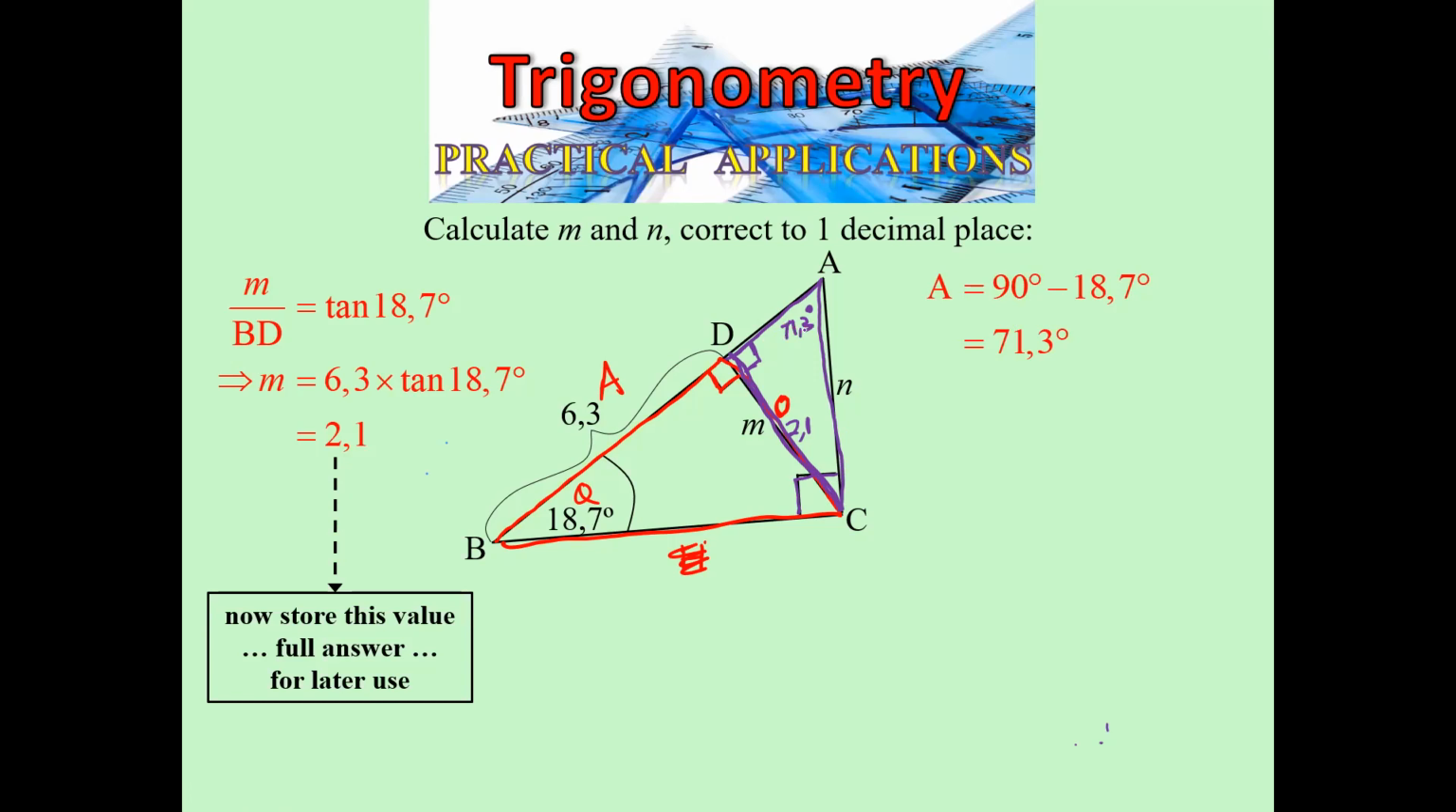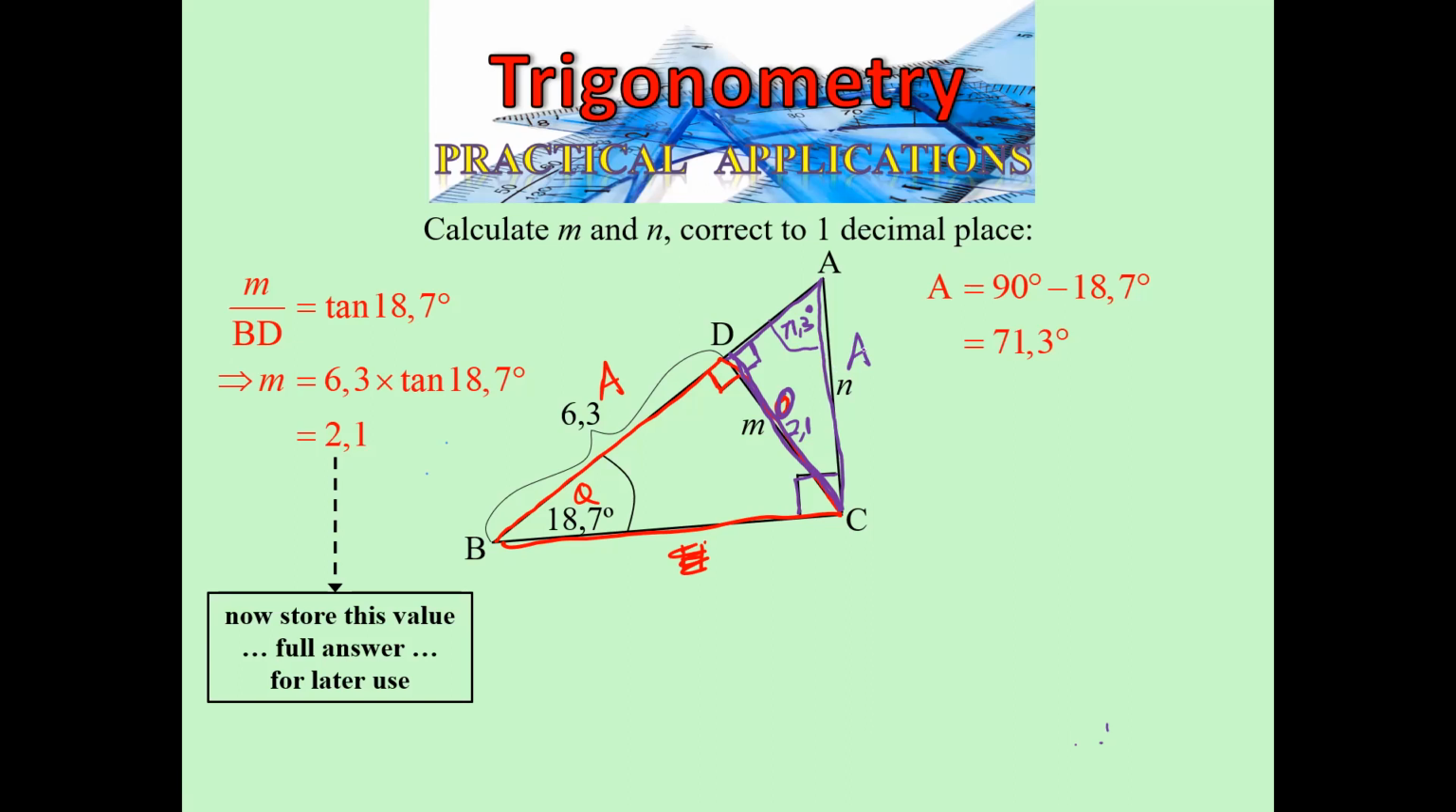Now, looking at the purple triangle, M, which is 2.1, is opposite 71.3. So it will stay as the opposite. We're going to use 2.1 because it's given. Then I'm going to use N because the question is to find N. And N compared to 71.3 is actually the adjacent side.